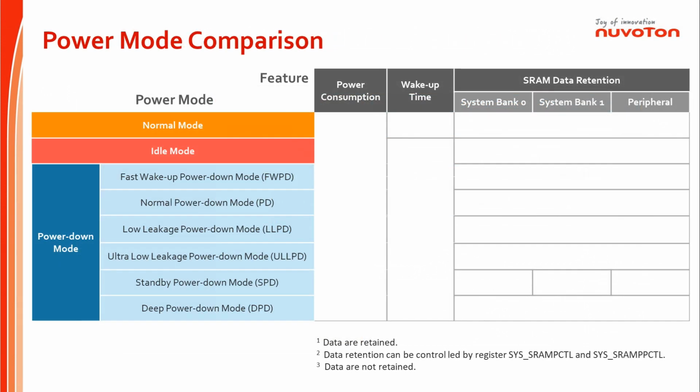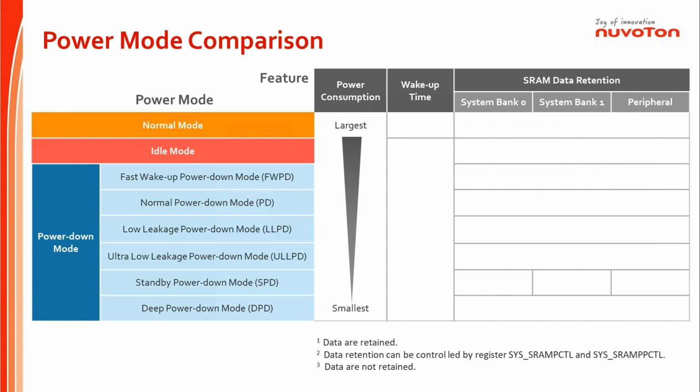Different power modes comparison. For power consumption, the system starts up in normal mode that consumes the most power, followed by idle mode, and then fast wake up power down mode, normal power down mode, low leakage power down mode, ultra low leakage power down mode, and standby power down mode. The least is deep power down mode, which saves the most power.